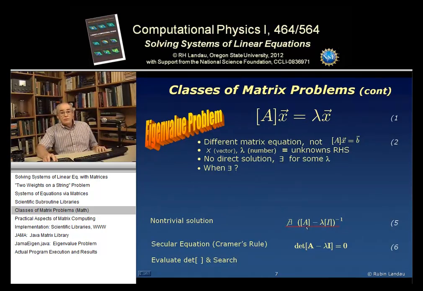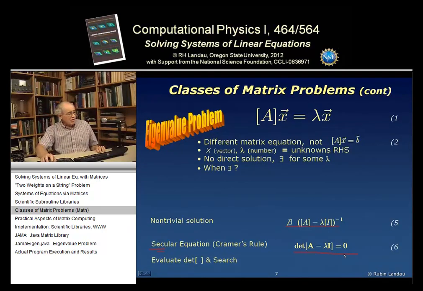And if you remember Cramer's rule, which is used to calculate inverses, Cramer's rule always involves a division by the determinant of A minus lambda I. So if we can't divide by that determinant, because that determinant is 0, then the previous steps wouldn't work. So the condition for a non-trivial solution is what's known as the secular equation here, which is that the determinant of A minus lambda I is 0. So that's how the eigenvalue problem is solved on a computer, in one form or another.